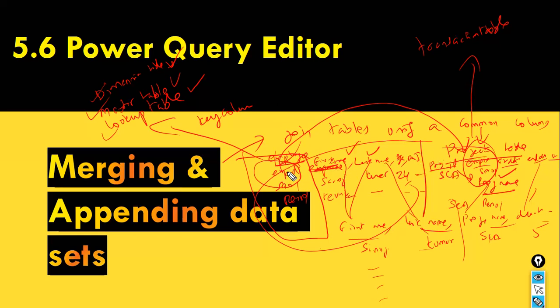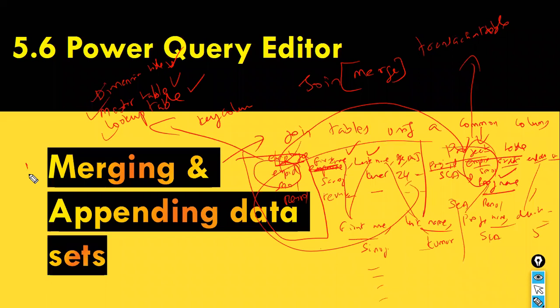So now you understood. Remember only one thing: this is your master, this is the transaction table. If you want to bring in the data from both tables, you need to have a common column, using which you create the relationship. This is nothing but a join in SQL; here they call it a merge.